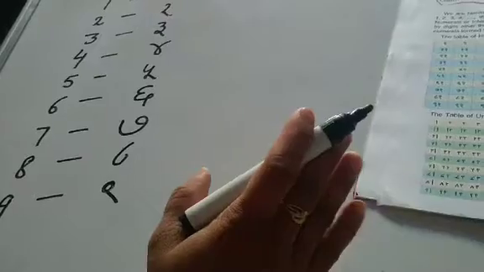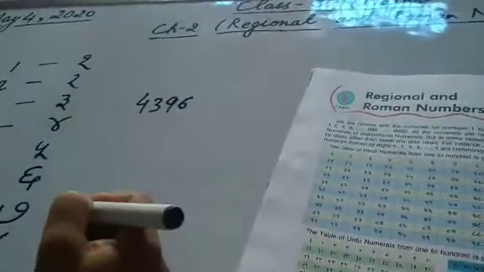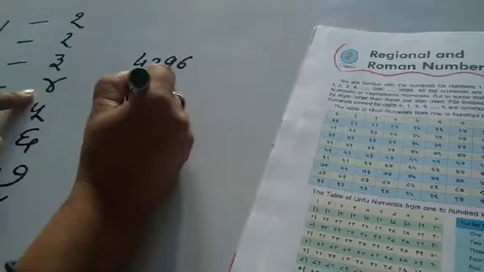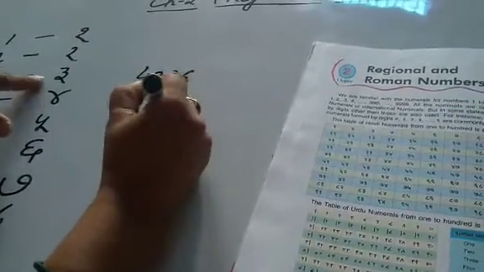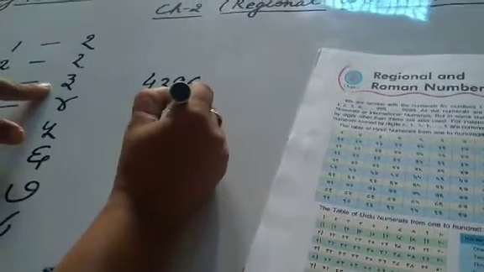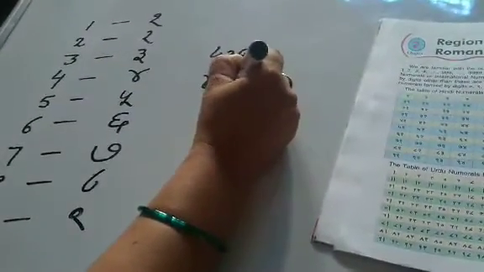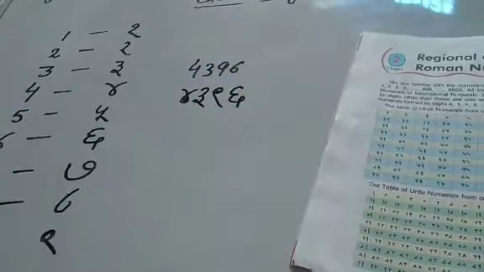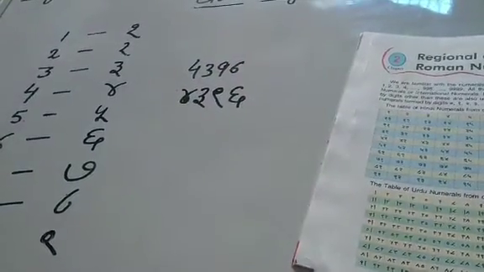If you learn these 9 digits, you can write any number. If you want to write 4396, how can you write? How to make 4? 4 like this. And 3, 9, and 6. Clear? Any number you can write.